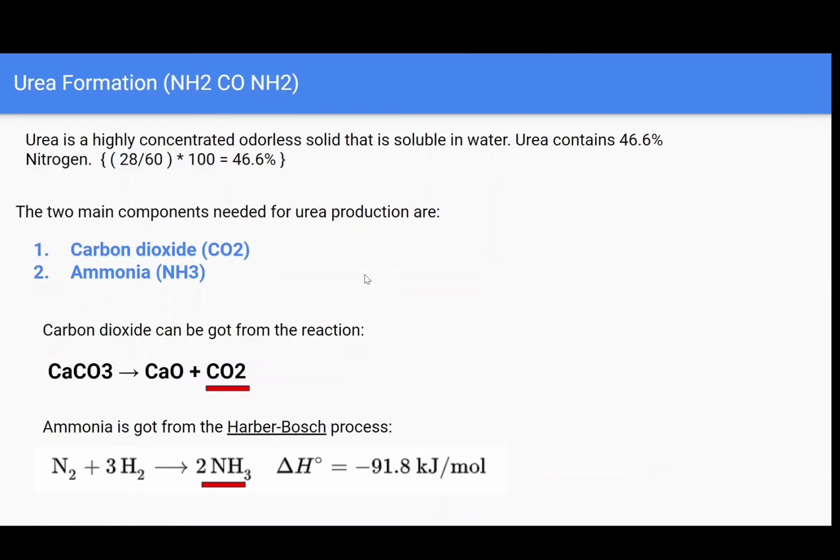Carbon dioxide can be got from the reaction of calcium carbonate breaking down to form calcium oxide and carbon dioxide. But large amounts of carbon dioxide are also formed as a byproduct in ammonia producing plants. So this is why ammonia producing plants and urea producing plants are located nearby each other, because one uses the byproduct of the other. And ammonia is got from the Haber-Bosch process, that is nitrogen with hydrogen giving you ammonia.